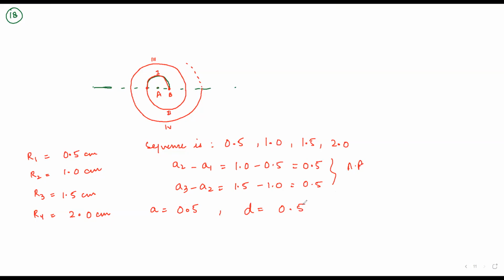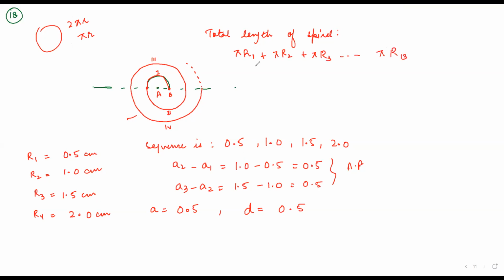So you have to find the total length of such a spiral. So total length of spiral, right? So first semicircle. Now what is the length of semicircle? The complete circumference is 2 pi r, right? So the half circumference will be pi into r, clear? So the first length is pi into r1. And then second will be pi into r2, then pi into r3, and then you have total pi into r13. 13 semicircles are there, so you can take pi common. So it's r1 plus r2 plus r3 and so on up to r13, right?